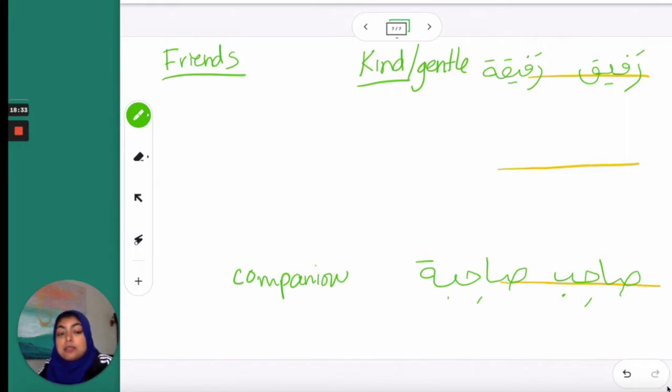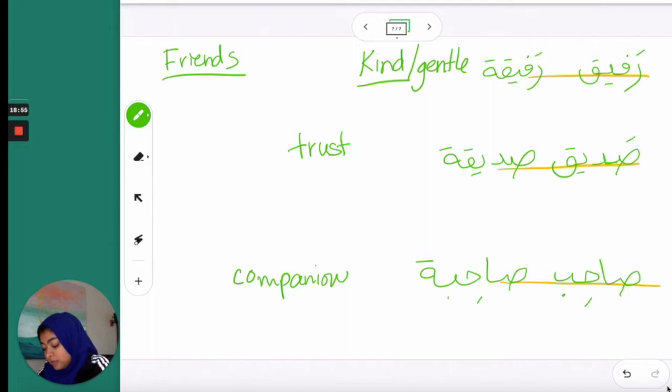Sadiq. Sa, di, dal. Doesn't connect to the ya, so initial. Sadiq with the qaf at the end. Sadiq and the feminine, صديقة. And this comes from صدق, which means true or trust. Honest, truthful. So this is a trustworthy friend. رفيق, someone who's kind. صديق, a trustworthy friend. صاحب, a companion. So these are different levels of friendship. There are actually a few more for friendship, but we're going to just stick with these right now.